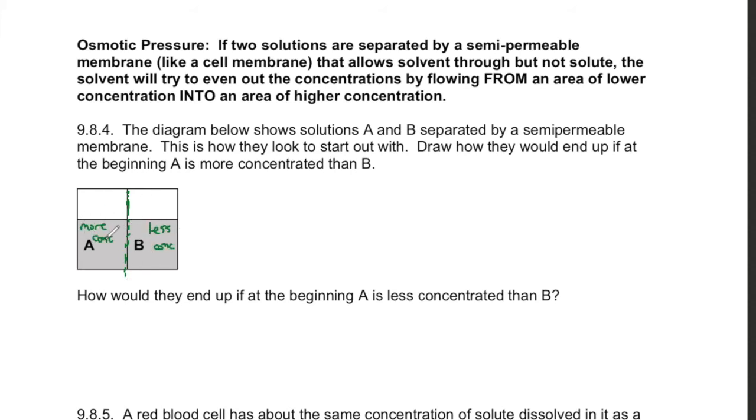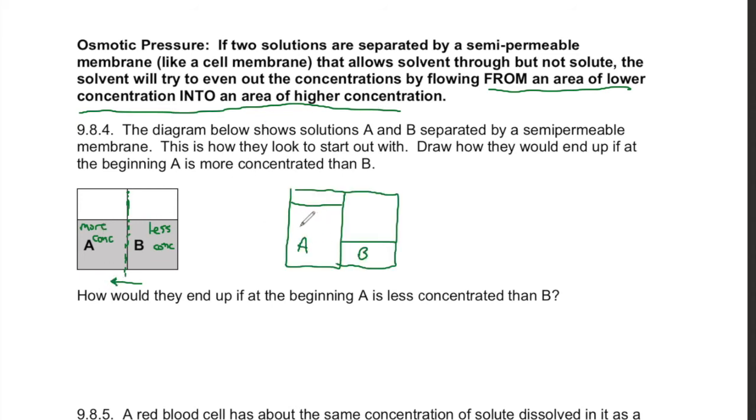So if we have these two solutions with different concentrations, A being more concentrated and B being less concentrated, the way to even these out would be for water to flow in this direction, from the less concentrated to the more concentrated. That way A will get more dilute, B will get more concentrated, and their concentrations will be more even. And so the water is going to flow from an area of lower concentration into an area of higher concentration, so that the concentrations become closer to each other.